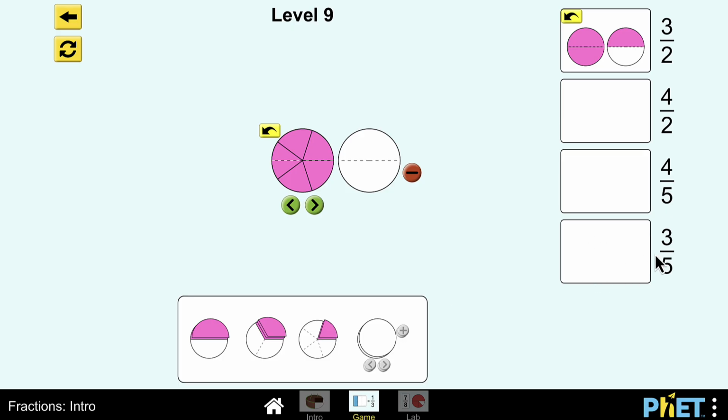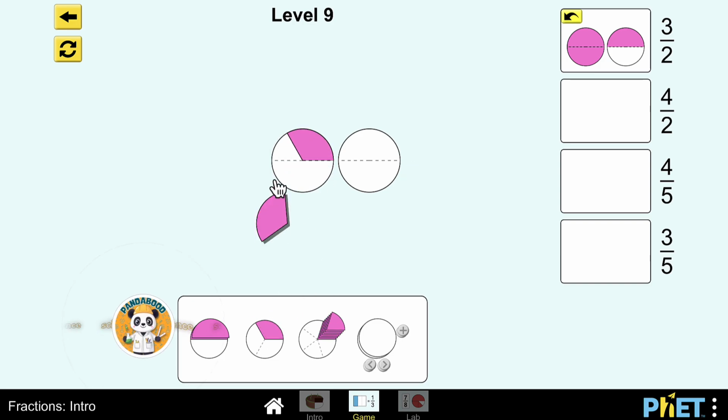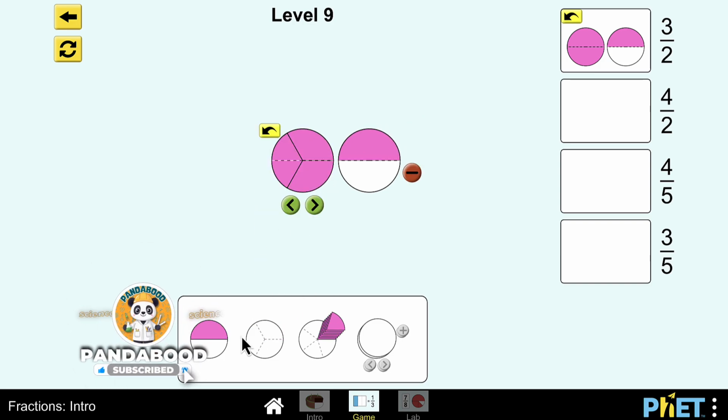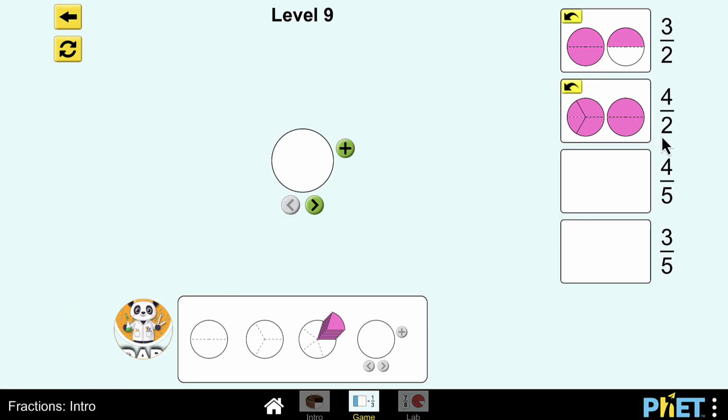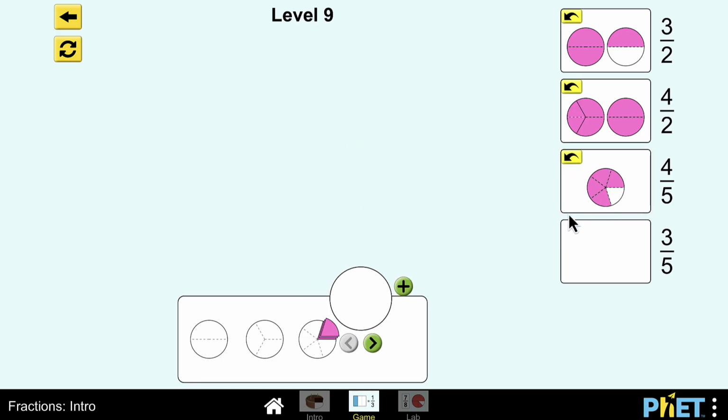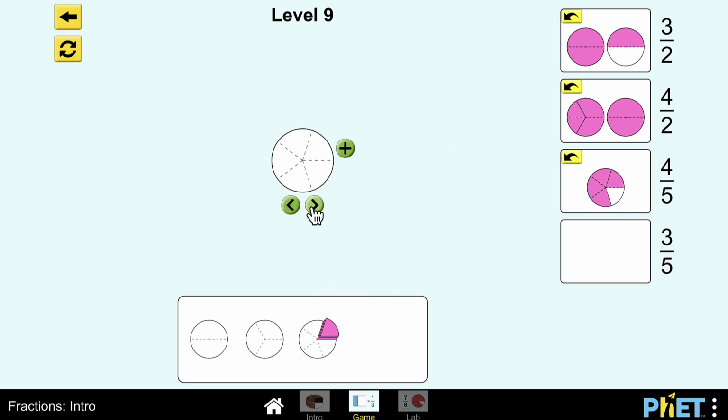But I need to use them here. I need 3 over 5 here. So, and I need it here too. So I'm gonna put all of them back again. I'm gonna use the thirds to make 1 whole, and then I'm gonna use the other halves to make the other whole, and I got 4 over 2. What about 4/5? You make the fifth. 1, 2, 3, 4. 4 over 5. And the last one, 3 over 5 is all what's left.